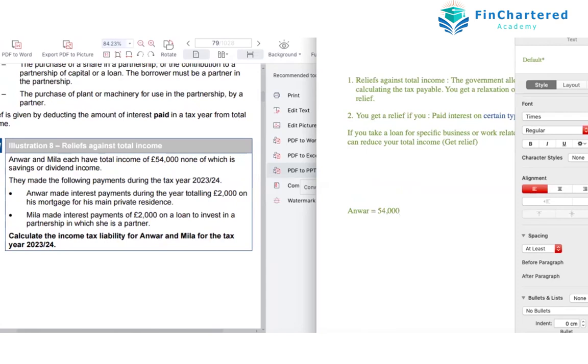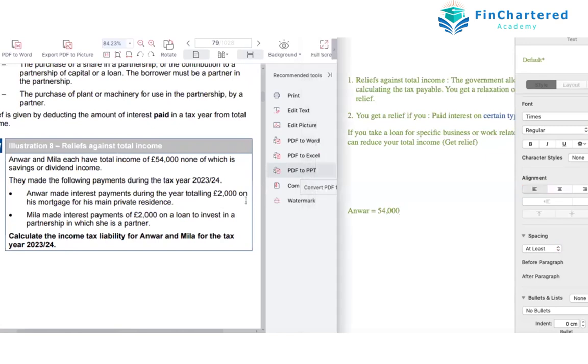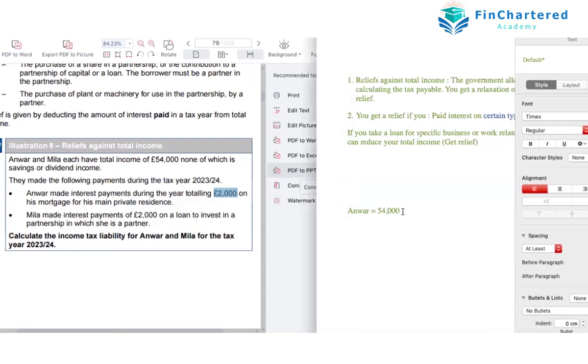Now, obviously, you need to understand that Anwar is paying interest on his personal loan for his own house. So Anwar will not get any relief. Are you understanding? As usual, his personal allowance will not be affected. Anwar has a personal allowance of 12,570.